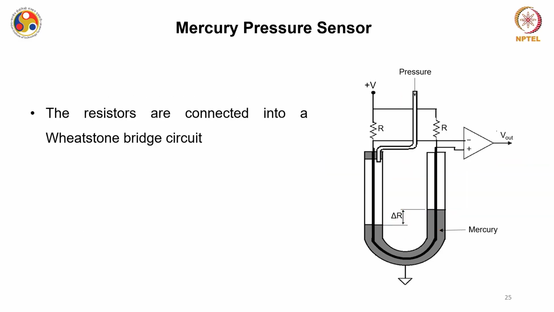Now these resistors are connected into a Wheatstone bridge configuration. You can see that this is connected to an amplifier through a Wheatstone bridge. These resistances make the two other arms of this Wheatstone bridge. So basically now you have the four arms of the Wheatstone bridge.